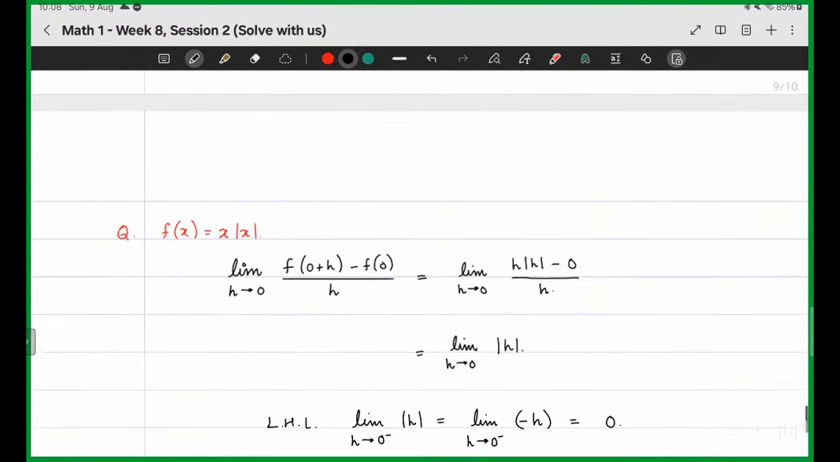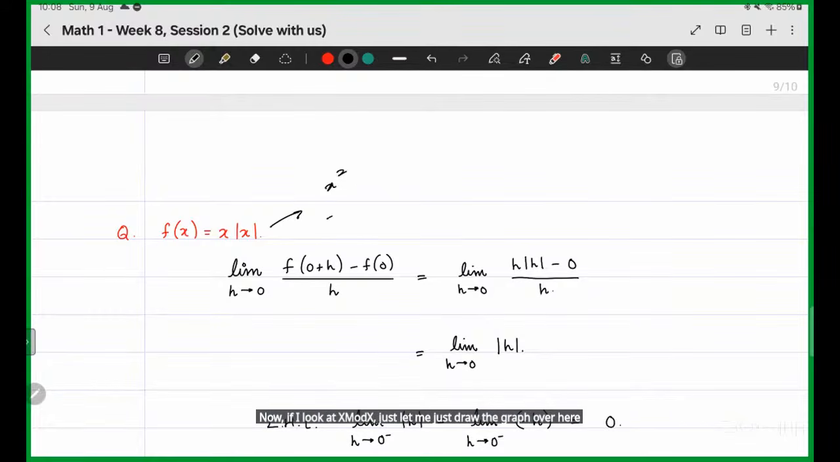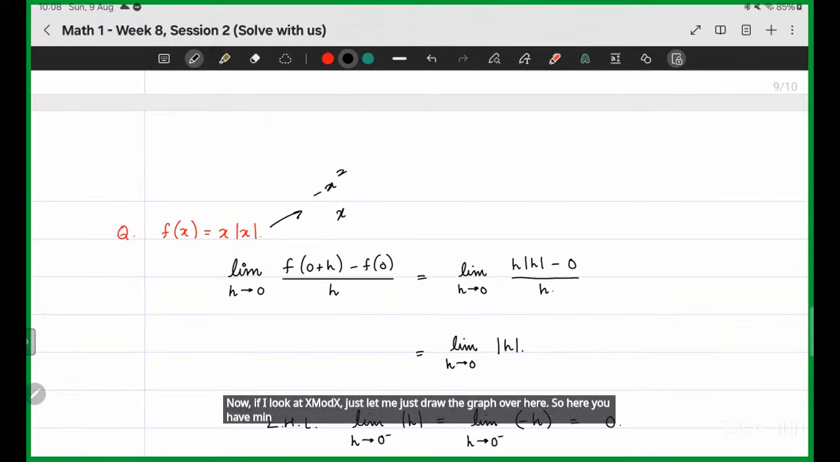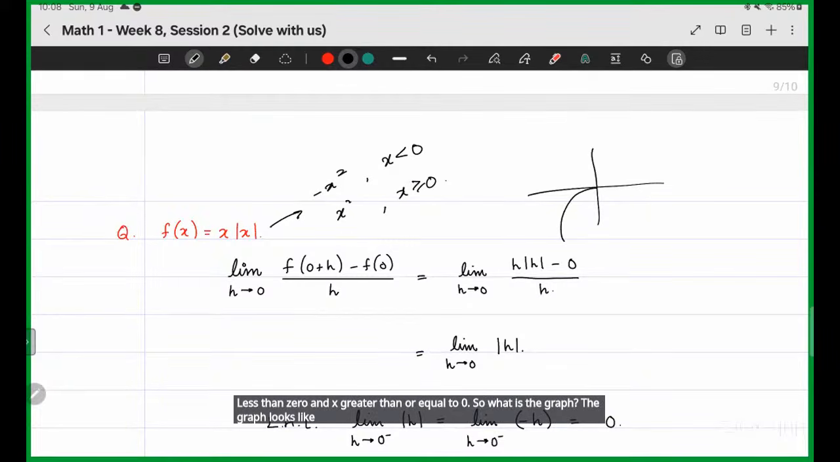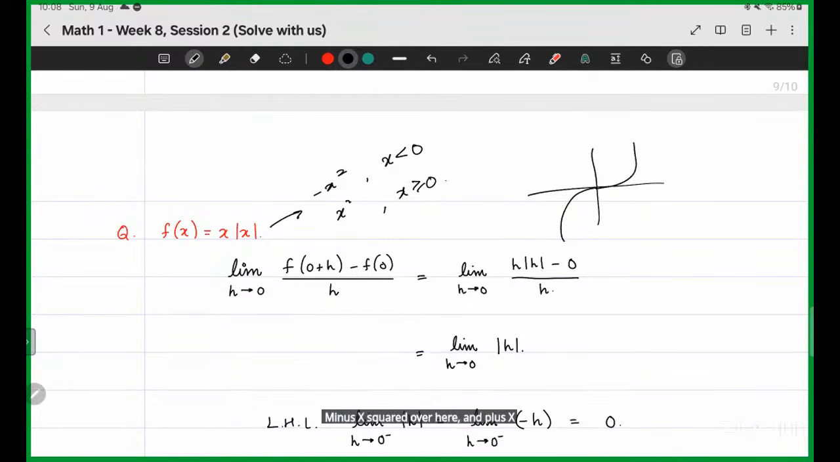So now, if I look at x mod x, let me just draw the graph over here. So here you have -x square and x square, right? For x less than 0 and x greater than or equal to 0. So what is the graph? The graph looks like -x square over here and plus x square over here. This is still fine.